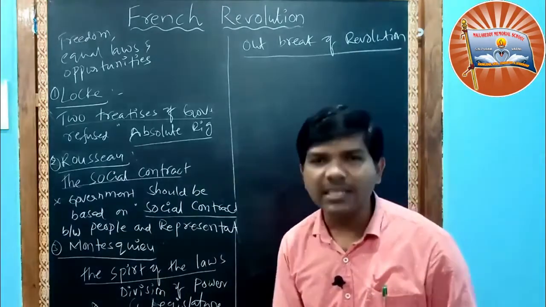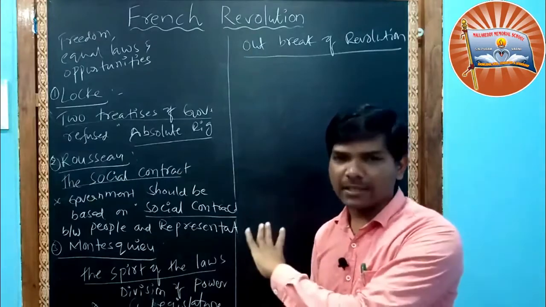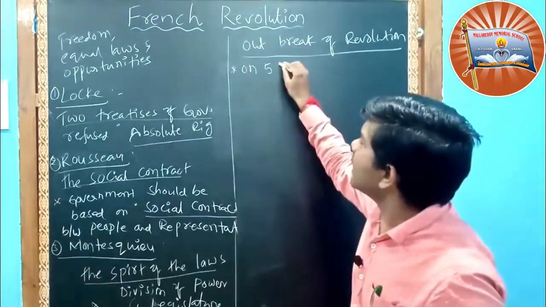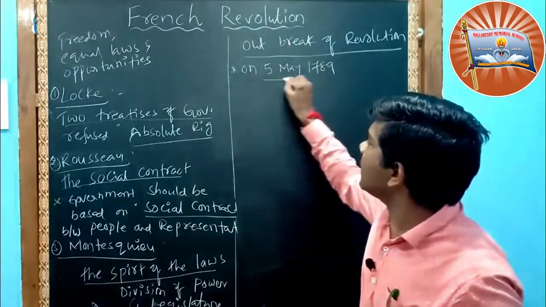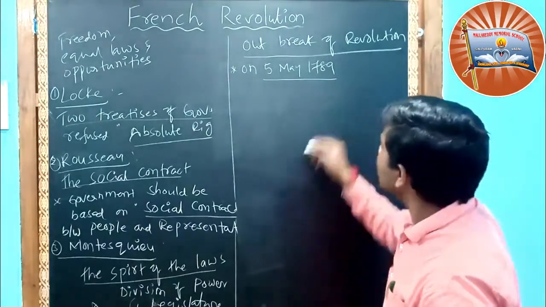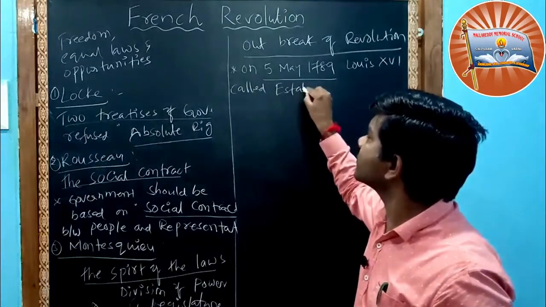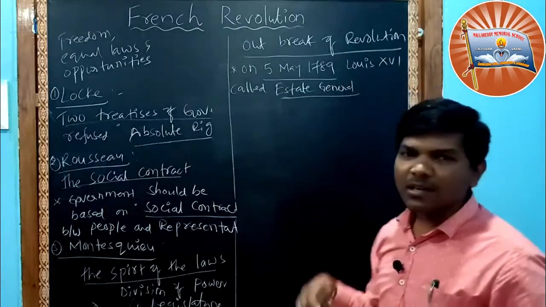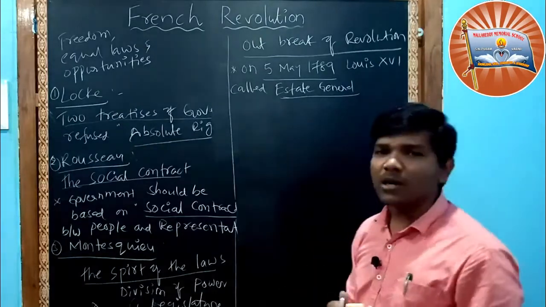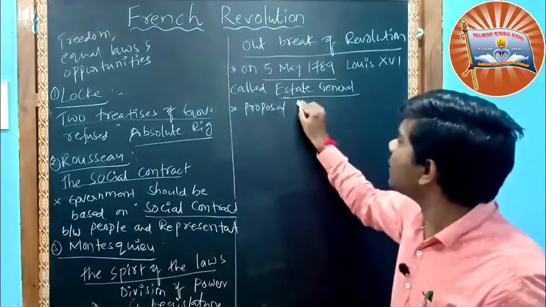So he wanted to increase the taxes. Who will pay the taxes? Only one category of people, the third estate people, will pay the taxes. So on 5th May 1789, very important here, Louis XVI called the Estates General. Sir, what is the Estates General? The Estates General consists of three estates: first estate, second estate, third estate. Sir, why was it called? Because of a proposal. What is the proposal? A proposal for new taxes.